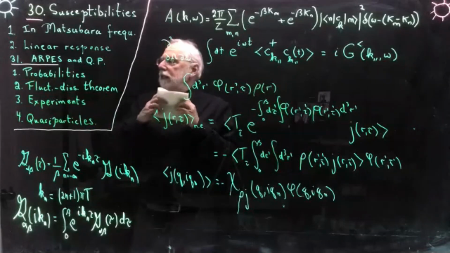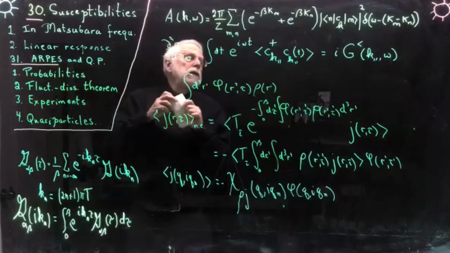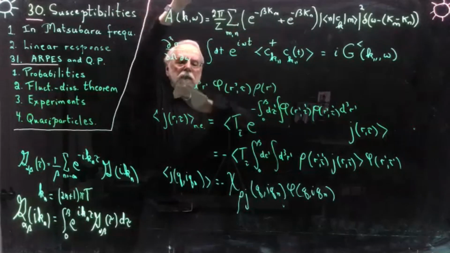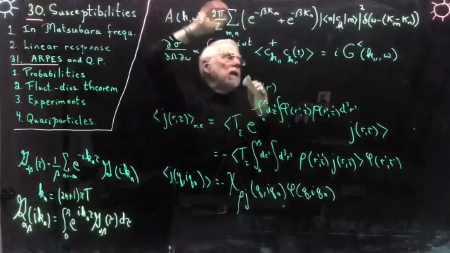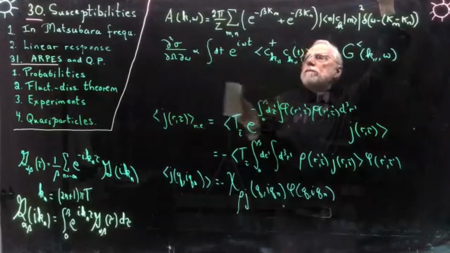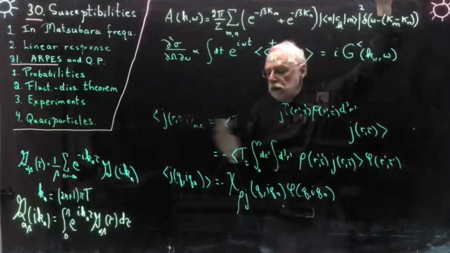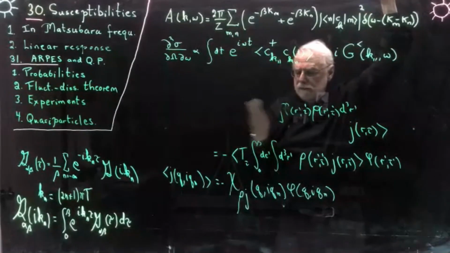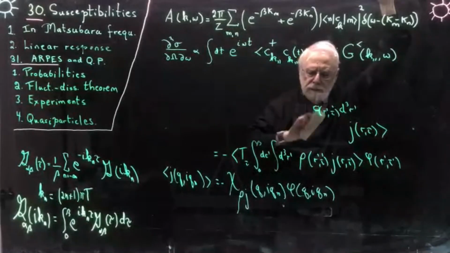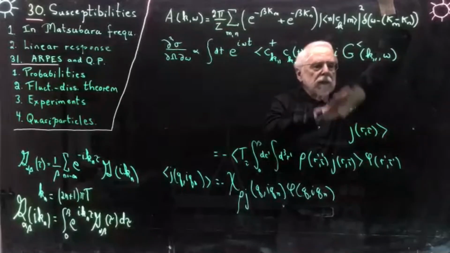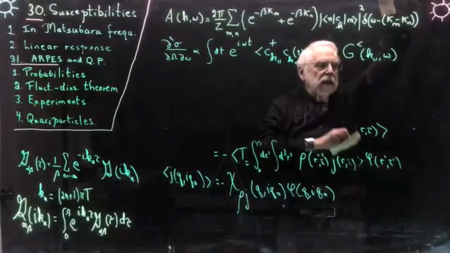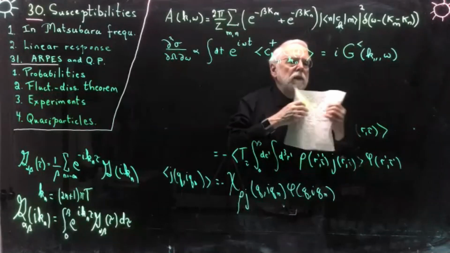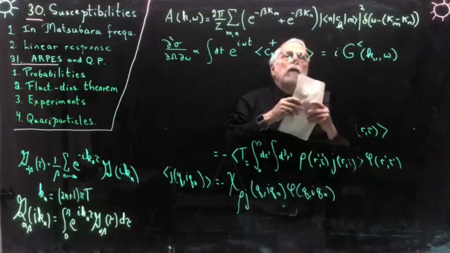Okay. So let's discuss now angle-resolved photoemission and quasi-particles. So let's go back to this. Now you see that, what is the spectral weight if we have free particles? Do you remember? It's just 2 pi times delta of omega minus epsilon k. Remember that? Okay, how does that come out?